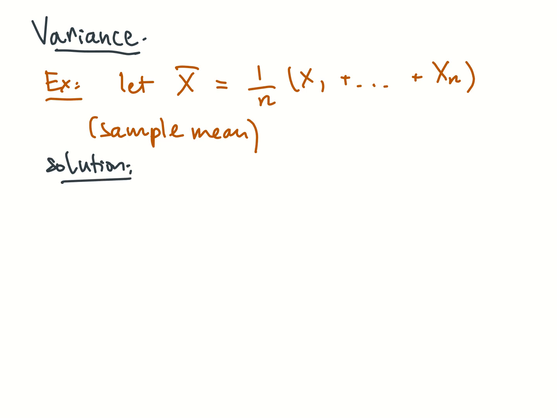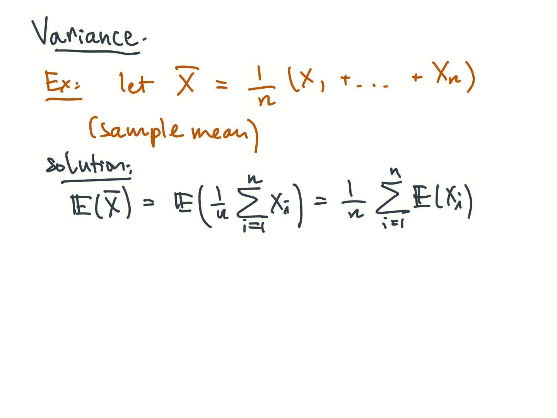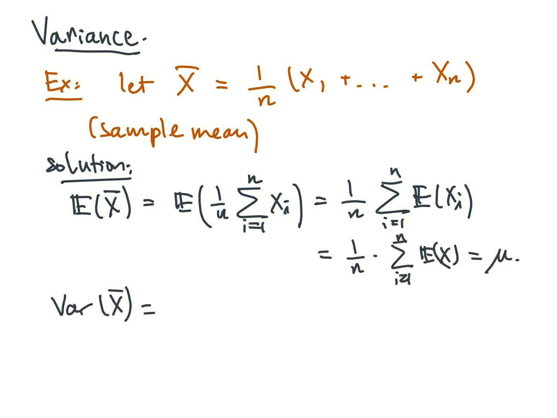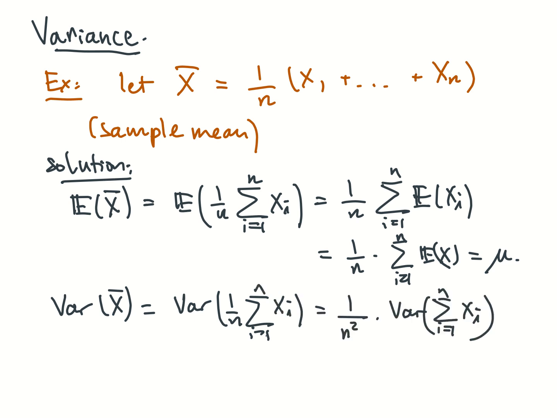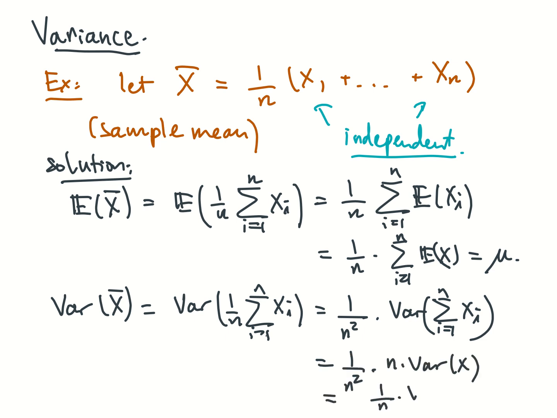By linearity of expectation, the expected value of the sample mean is just the expected value of x, which is mu. The variance of the sample mean is 1 over n squared times the variance of the sum. Because the terms are independent, this is n times the variance of a single term, and therefore the variance of the sample mean is 1 over n times sigma squared. This says when we take averages of many trials, we lower the variance.